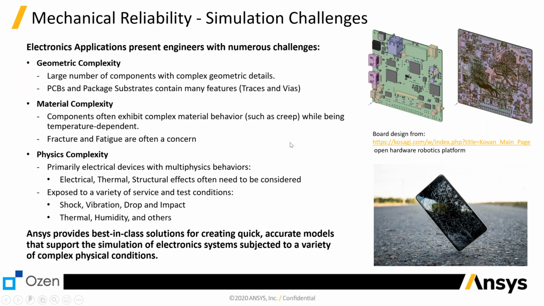And then we have material complexity. On a PCB board like this, these components have different materials, and each of them behaves differently under different thermal conditions. So we need to be able to specify material properties as a function of temperature. In addition to that, some of these components on PCBs creep, meaning changing shape over time. So we need material models that will take into account all of these nonlinearities.